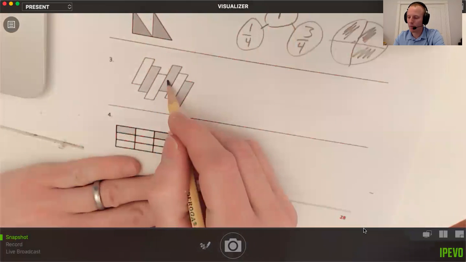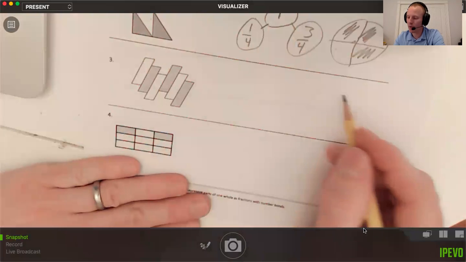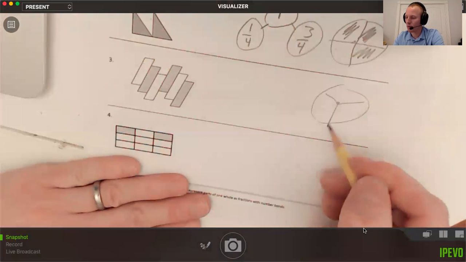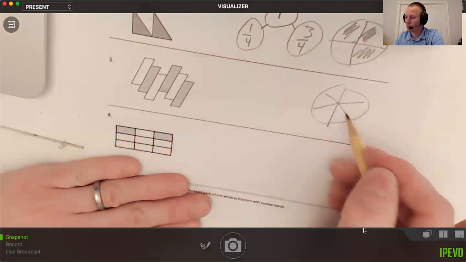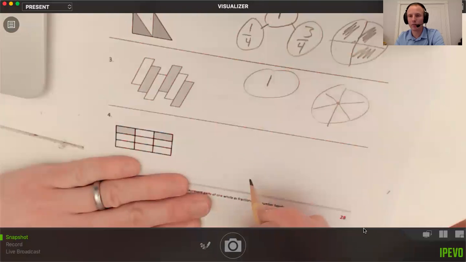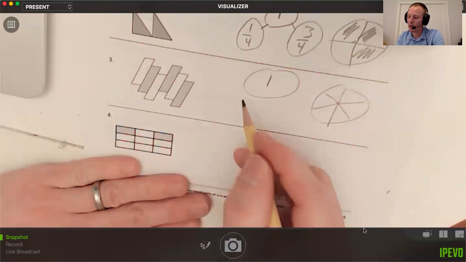1, 2, 3, 4, 5, 6. We're working with 6 this time. So I am going to draw a 6th. And my number bond is going to have 1 in the total because I'm going to add up to 1.